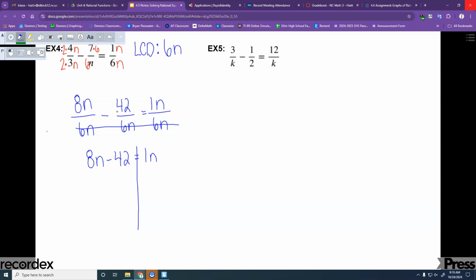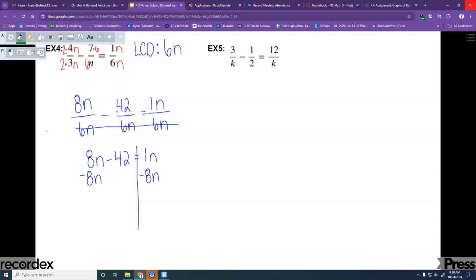Okay? So this equation is not quadratic. I don't have a square, so it's just like a regular equation. I need to get my variables together and solve. So, Camma, what would I do to solve that equation? Subtract what? Yeah, let's subtract that 8n. Very good.